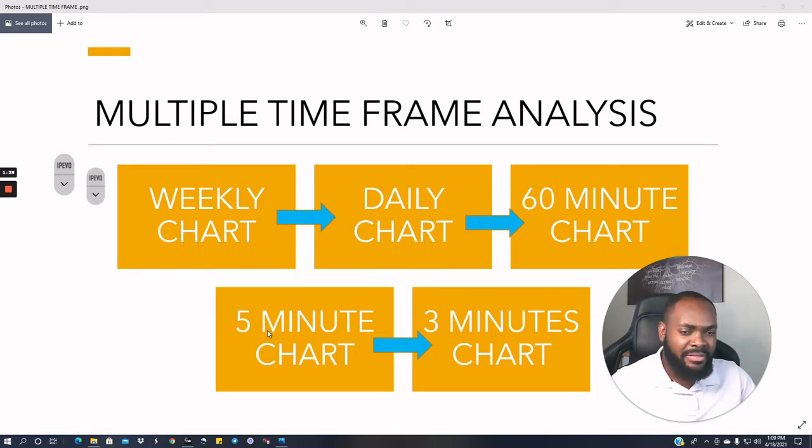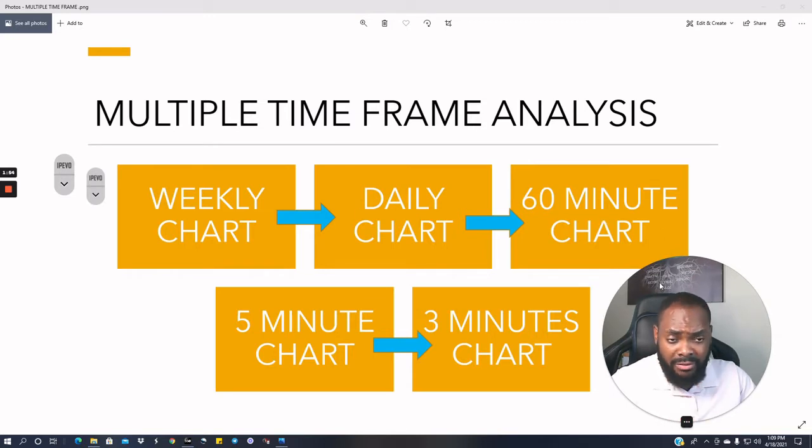Typically, the 5-minute and the 3-minute are the two time frames that I use for my day trading. So when it comes to day trading, I will analyze my chart from weekly down to daily, down to 60-minute, down to 5-minute, and then down to the 3-minute. I typically execute all my day trades on a 3-minute chart, and this is how I break it all the way down.